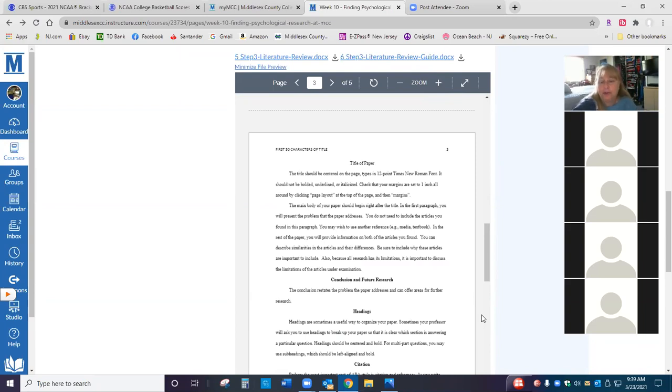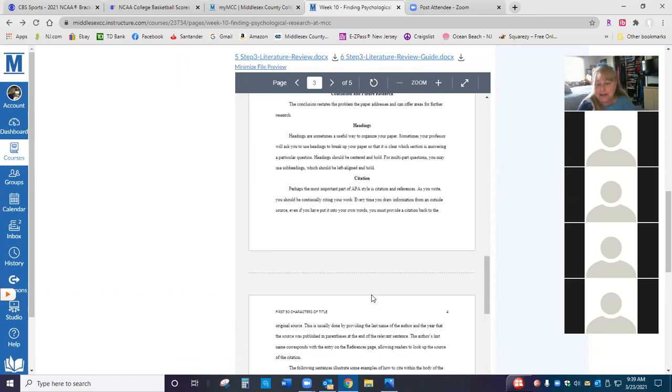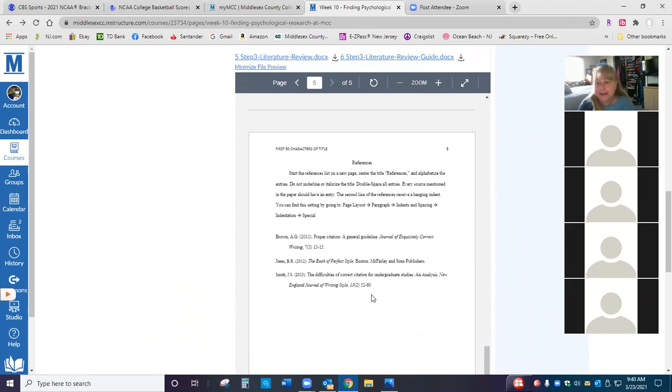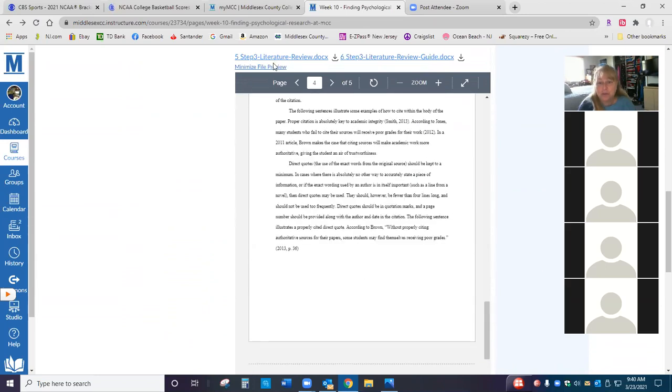Then it tells you information about how to write this paper. You are supposed to have it centered in 12-point Times New Roman. Do not underline your title. Check that your margins are set to 1 inch. It's telling you everything you're supposed to do about this paper. So the next part is you're writing about your paper. Then you have conclusions and future research. This is telling you about the headings, and this is telling you about the citation. And then there's your references. It's not a long paper. You just have to do it the right way.